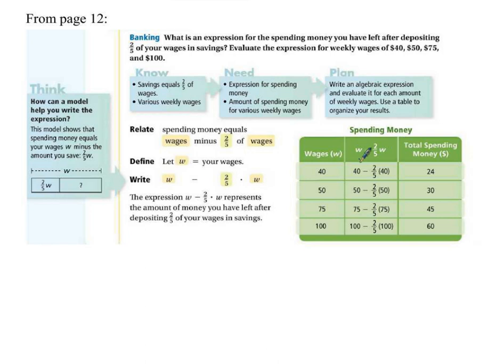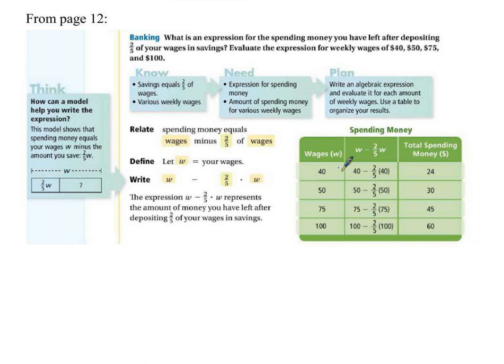What did we do? We had our paycheck of $100. We figured out what 2/5 of that is. We multiplied it times the original. So 2/5 of $100 was $20. We subtract the 20 and we wind up with 80, and that's our total spending money, okay, in my example.